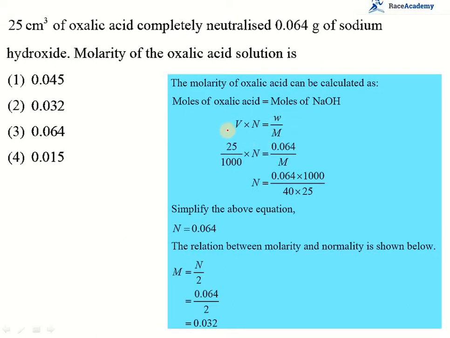In that formula, substitute the volume of oxalic acid, 25 by 1000, into normality, which equals moles of sodium hydroxide given, 0.064, by its molar mass 40. Then the normality we got is 0.064. Now the relation between molarity and normality is that molarity equals N by 2 for oxalic acid. So this normality is substituted in this formula to get the molarity: the answer is 0.032. So the second option is the right option.